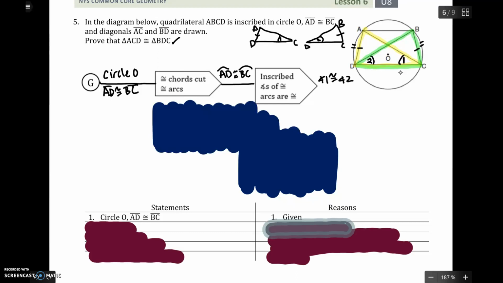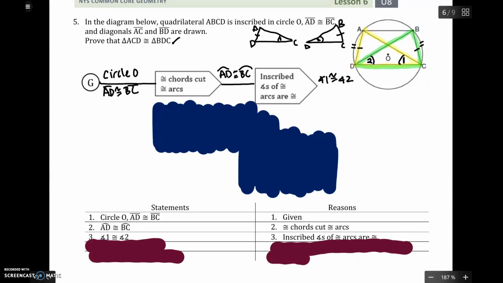And I did that same process down here. First I did congruent chords cut congruent arcs to get the arcs, and then I did inscribed angles of congruent arcs are congruent to get angles 1 and 2. Now, I can't use the reflexive here because I would have ASS if I did that, so even though it's there, I'm not going to be able to use it in this particular situation.